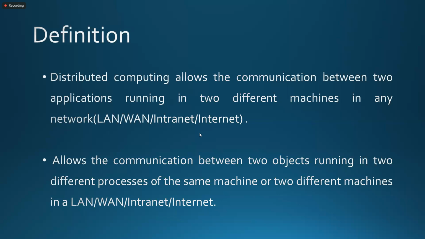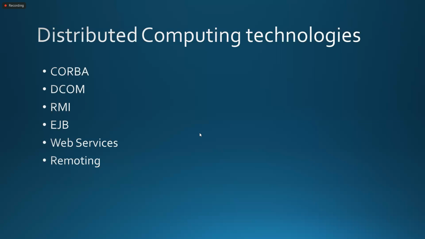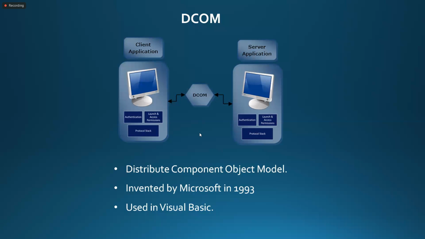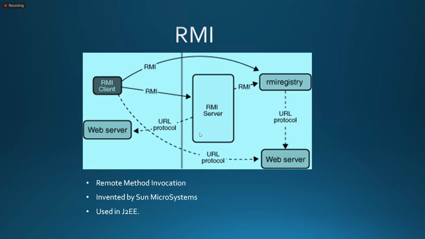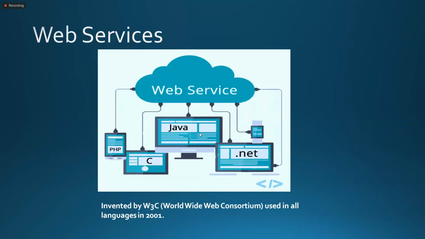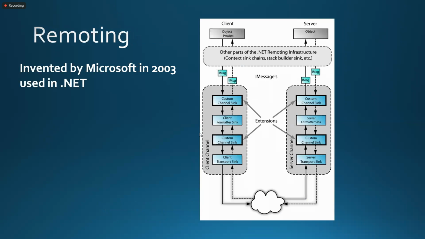These are all distributed technologies actually. CORBA, DCOM, RMI, EJB. You can see this is CORBA, common object request broker architecture, and this is DCOM, this is RMI, remote method invocation, this is EJB. These are different technologies, all known to web service. So every technology knows one concept. What is it? Web service. Remoting is for .NET like technology.